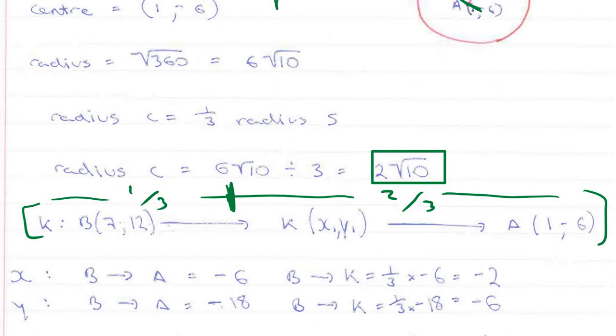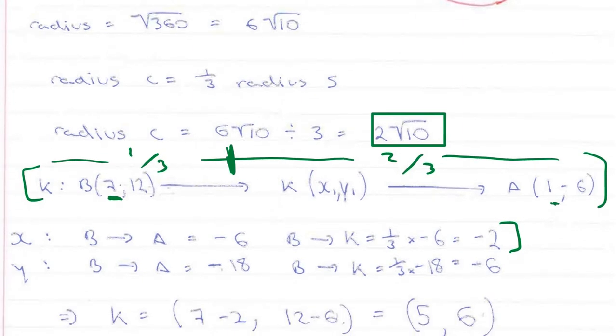So we have a look and see what's happening to the x coordinate. On going from B to A, we know that there's a drop of 6. So it goes down by 6 from 7 to 1. Well, on going from B to K, we know that only represents 1/3 of that entire drop by 6. So it's going to be 1/3 times minus 6, which is minus 2. So, in other words, our x-coordinate of K is going to be 2 units down from 7. So it's going to be 5.